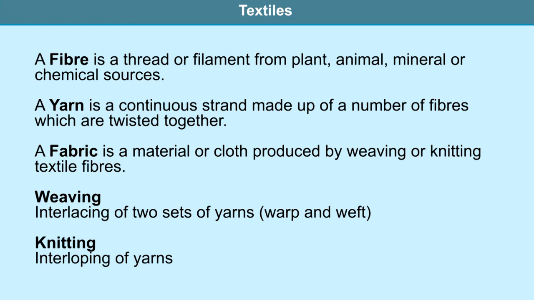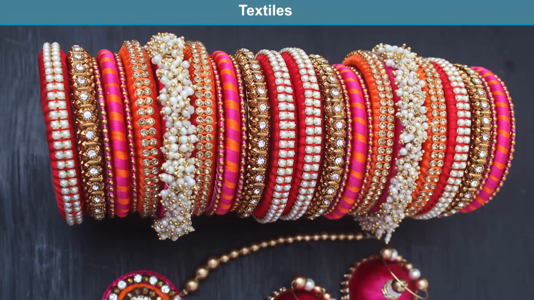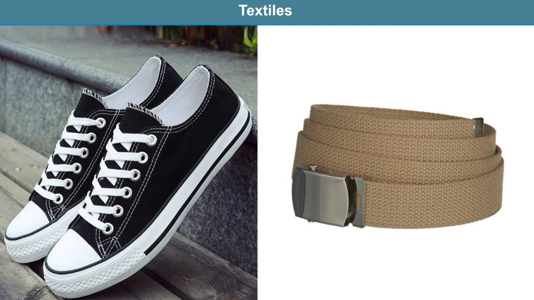Interlacing of two sets of yarns, warp and weft, is called weaving, and interlooping of yarns is called knitting. Commonly used woven fabrics in accessory and jewelry making are silk, particularly silk satin, taffeta, again silk or polyester, denim, twill, and knitted fabrics like fleece and single jersey are also used. Canvas is a prominent material that is used to make bags, shoes, and belts. You must have all seen and heard of the famous Converse shoes.